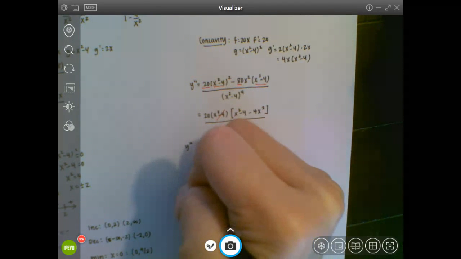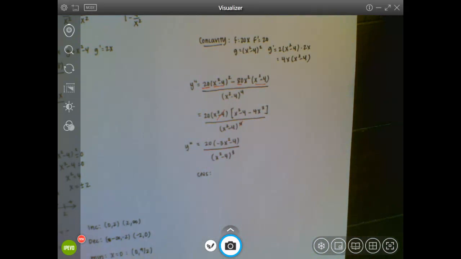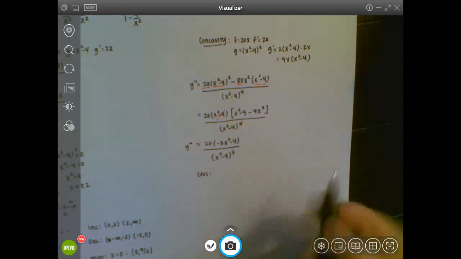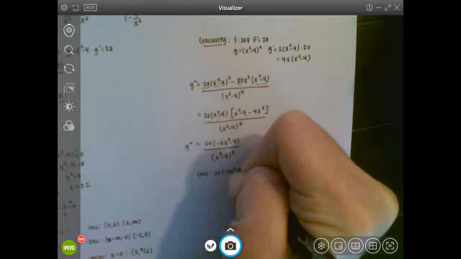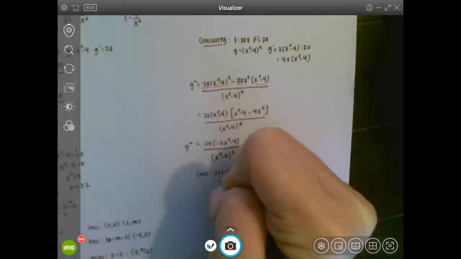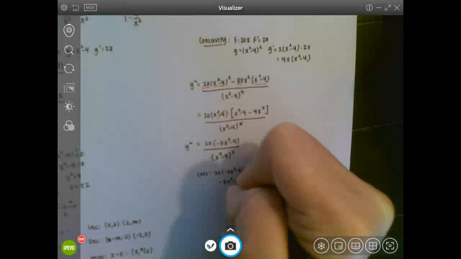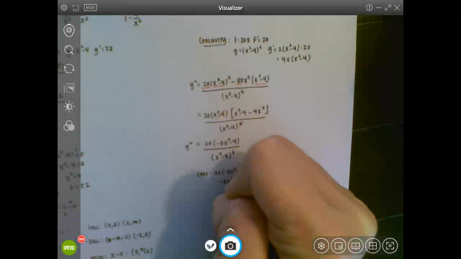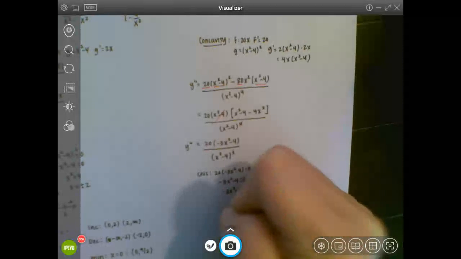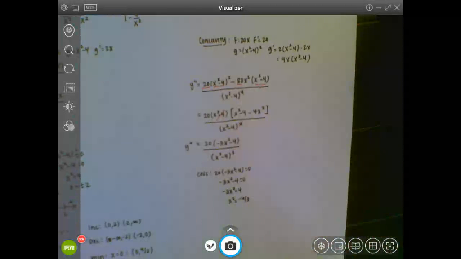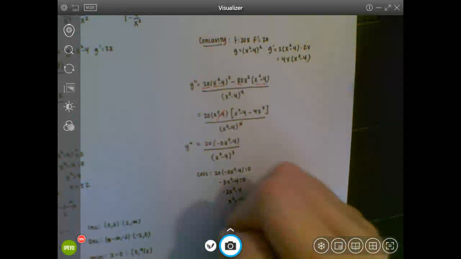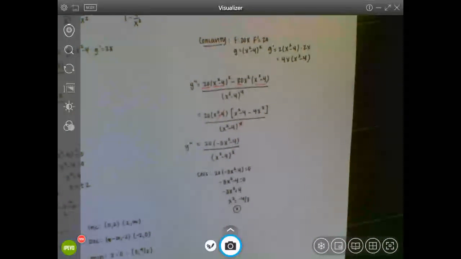So I'm looking for the critical numbers here to determine concavity and points of inflection. That's going to come from where my numerator is equal to 0. So 20 times negative 3x squared minus 4. Negative 3x squared minus 4 is equal to 0. That's going to give me negative 3x squared equal to 4, which tells me that x squared is going to be equal to negative 4/3 when I divide, which is not a real number. So no critical numbers here.